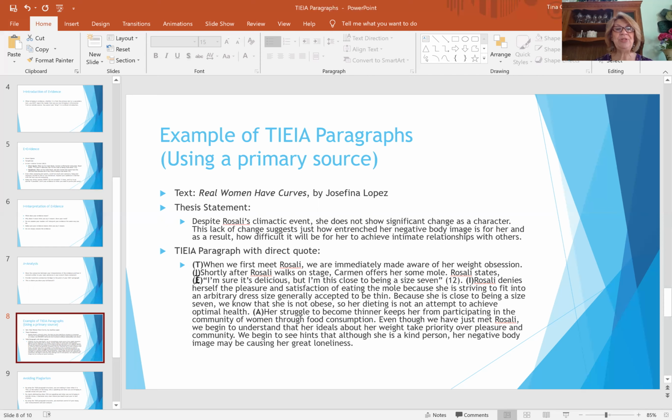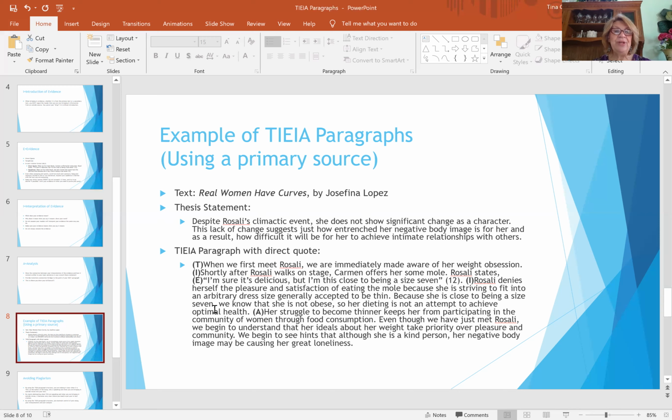It is a direct quote. Notice I have put the E for evidence. "I'm sure it's delicious, but I'm this close to a size 7." So, end quote, parentheses, page number, and punctuation. Now we interpret that quote. Rosalie denies an arbitrary dress size generally accepted to be thin. Because she is close to being a size 7, we know that she is not obese. So her dieting is not an attempt to achieve optimal health.